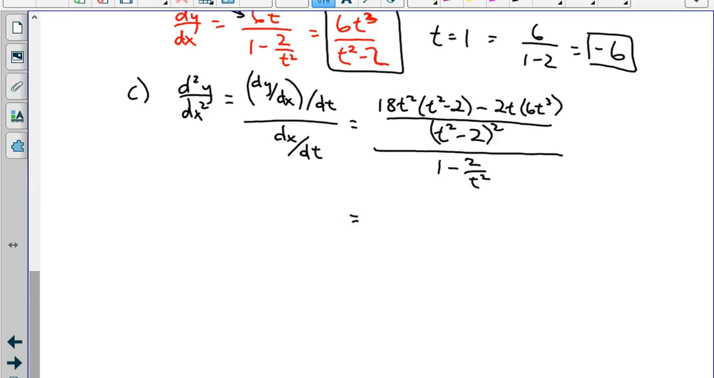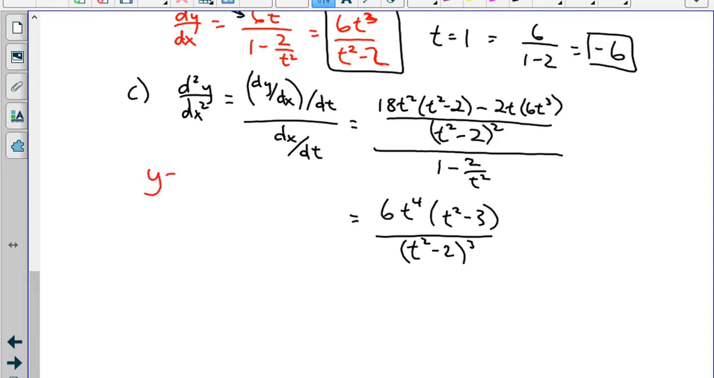This can be simplified in many, many ways. A final simplification, I'm skipping a lot of steps, but that's 6t to the fourth times t squared minus 3 all over t squared minus 2 cubed. It's really not necessary to do all that. You can actually get the answer without doing a whole lot.